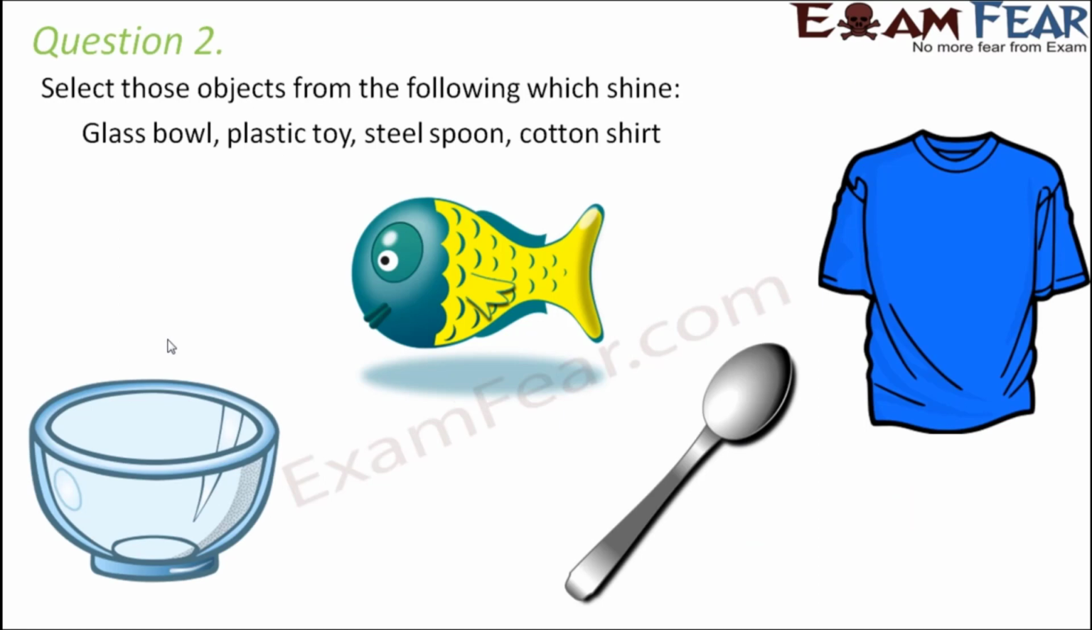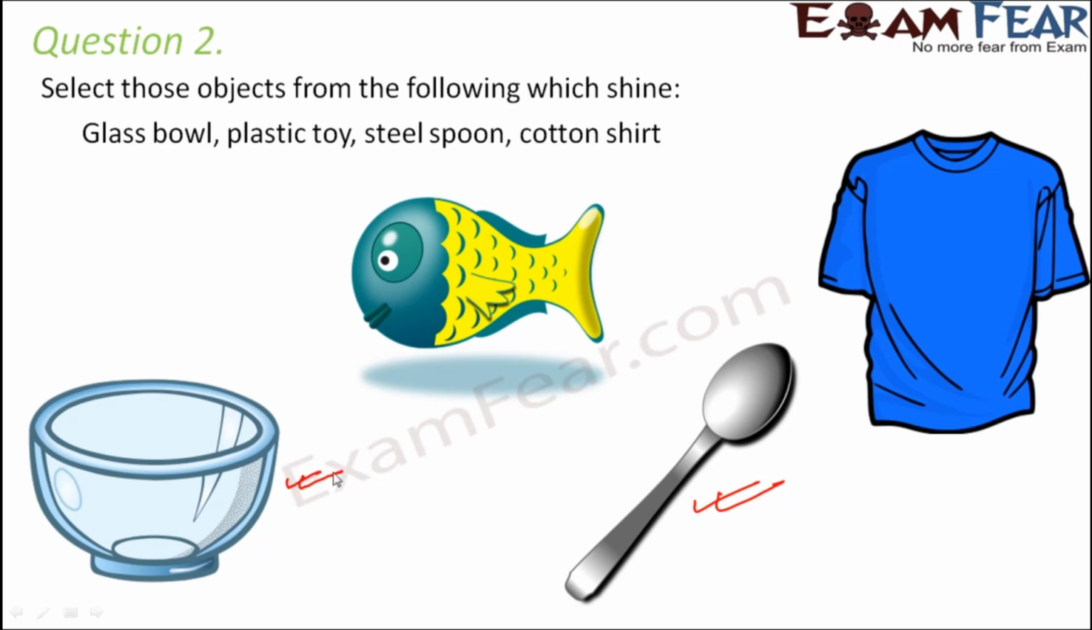Question number 2. Select those objects from the following which shine. Glass ball, plastic toy, steel spoon, cotton shirt. So if you look at all of these, which one would you think has a shiny surface? Definitely the stainless steel spoon, because if you take it in front of you, you can actually see yourself. This surface is so shiny.